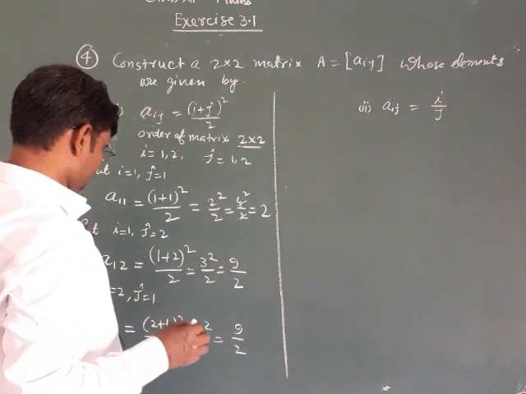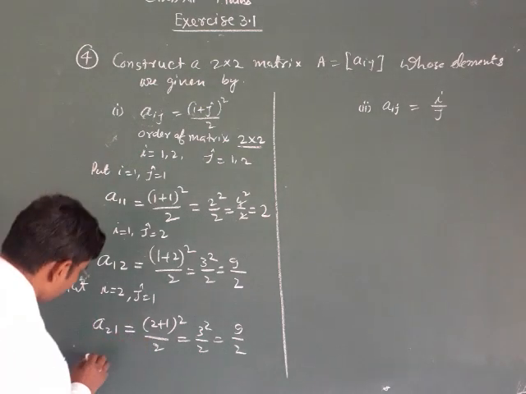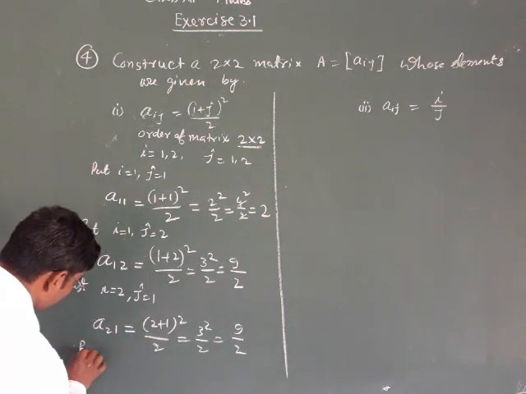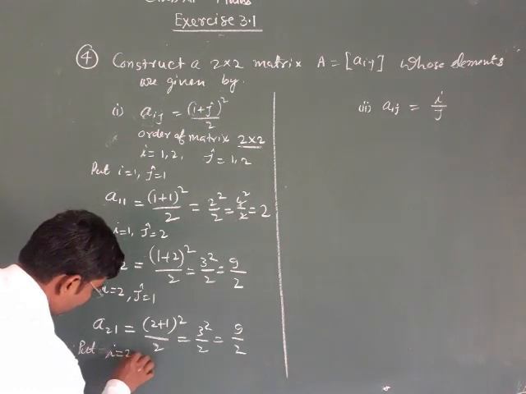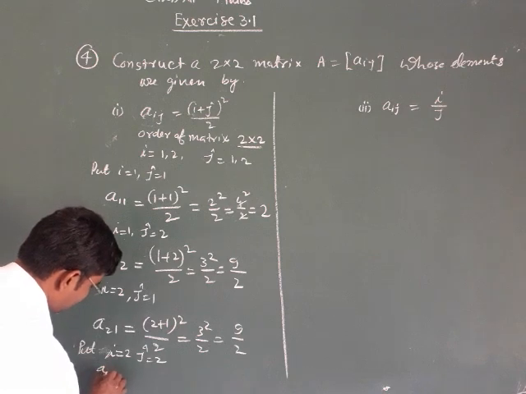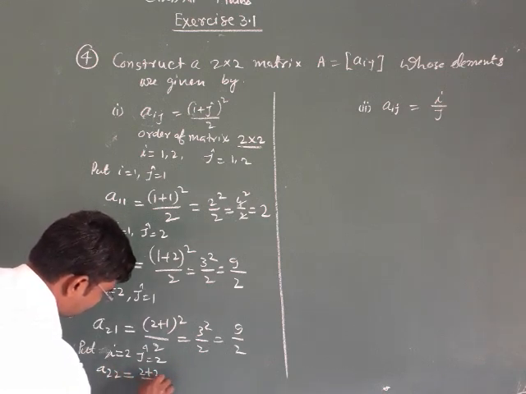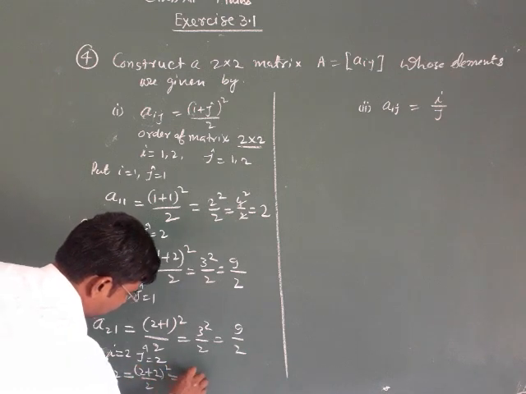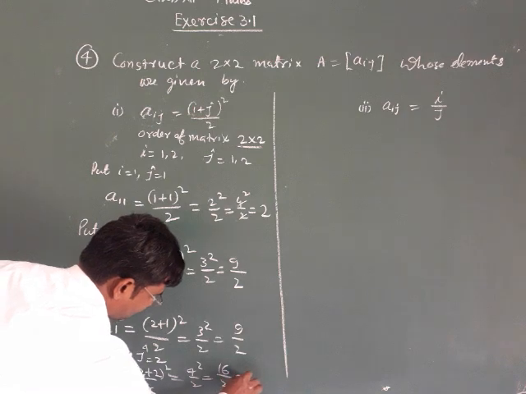And also third, put i = 2, j = 2. So a22 is equal to (2 plus 2) square upon 2, 4 square upon 2, which is equal to 16 upon 2, which is equal to 8.